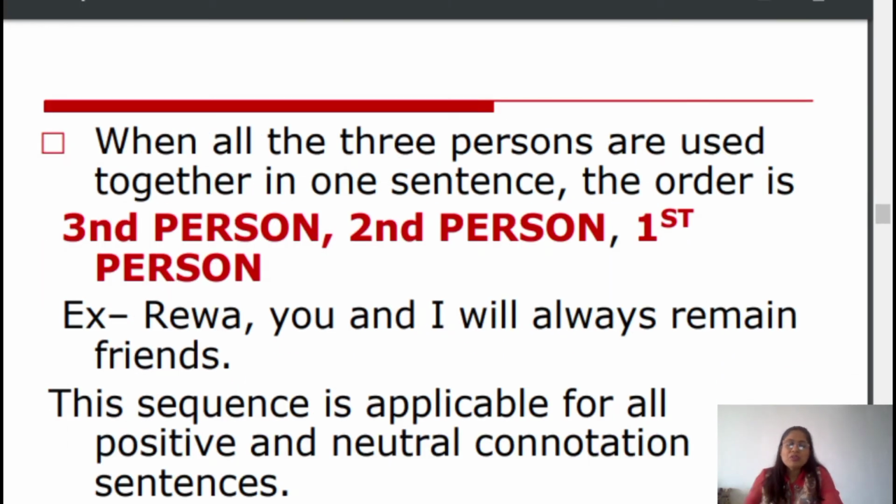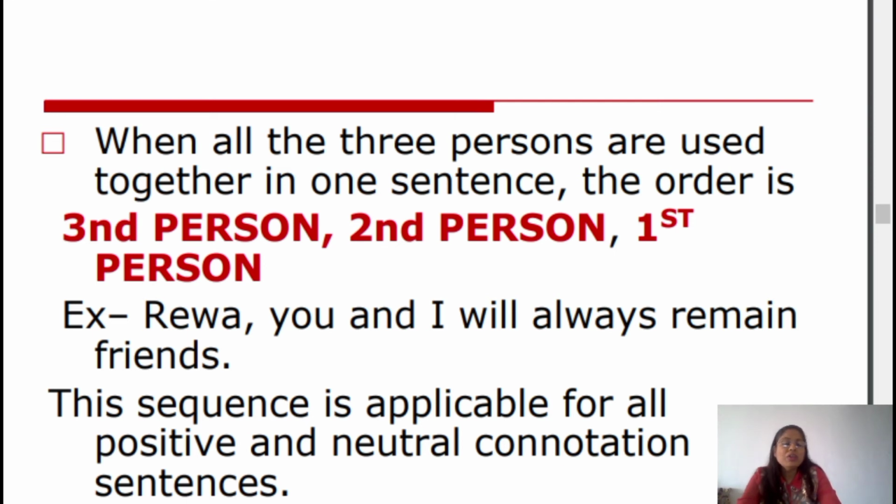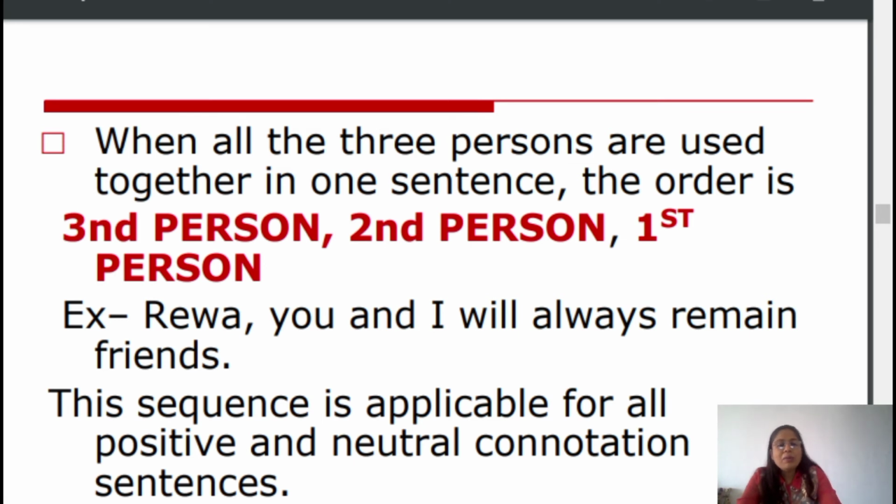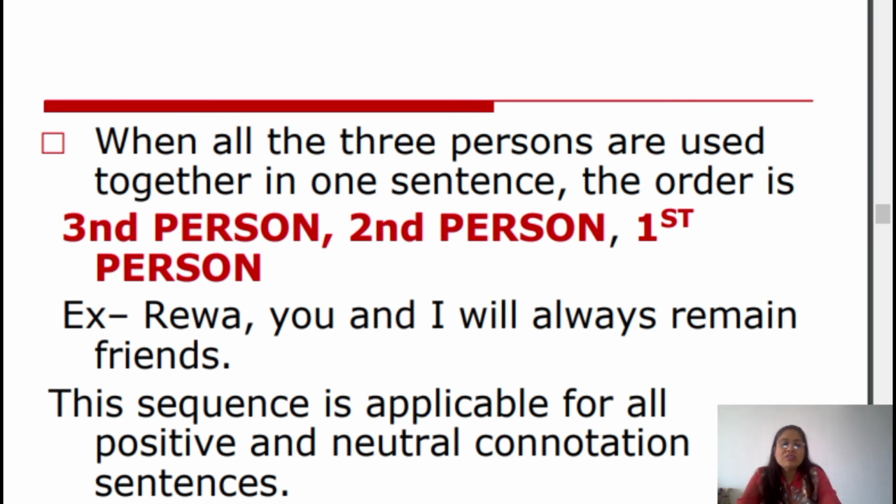I am going to give you some rules related to the usage of a number of pronouns used in the same sentence. When all the three persons are used together in one sentence, the order should be like this: third person, second person, and then first person. For example, Reva, you and I will always remain friends. This sequence is applicable for all positive and neutral connotation sentences.